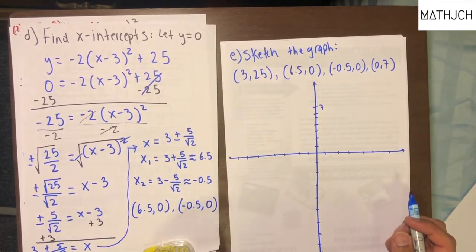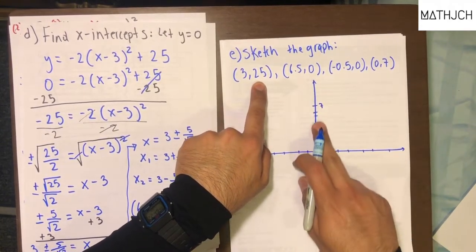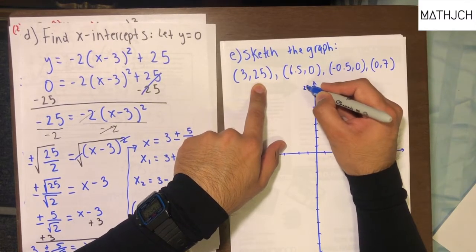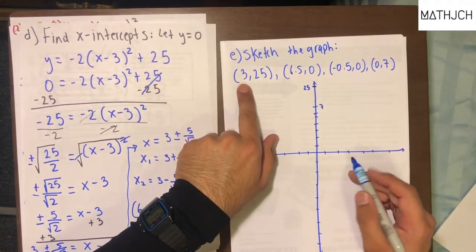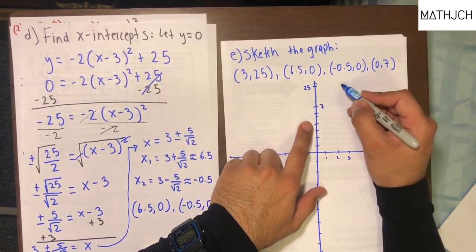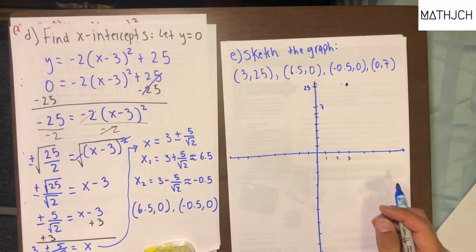Let's graph the first one, right? Notice that we have a big number here, which doesn't fit in here, right? So let's say that 25 is right there. So it's gonna be 3 for x and 25 for y. So let's see, it's around there. That's our first point, right?